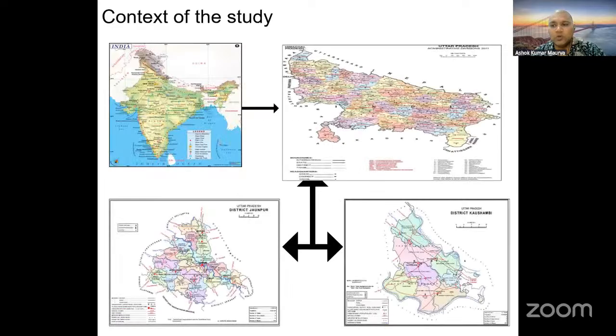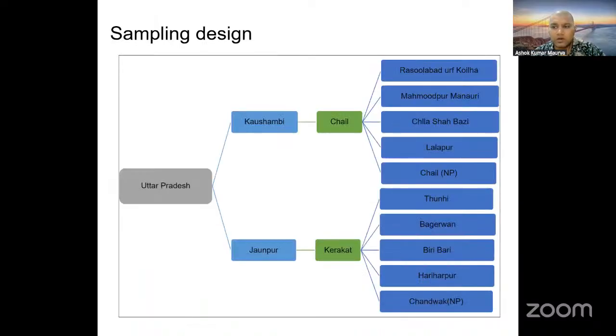As I told, UP, then for the two districts, Kaushambi and Jaunpur were taken. And for the clarity of the audience: UP, then Kaushambi, again Jaunpur, and then one particular block, Chail, based on similar indicators, the SC population. In Karakat, five schools were taken from the one block: Rasulabad, Mohammadpur Munari, Chail, Sahabaji, and Lalpur. A similar approach was taken for Karakat and Jaunpur. In that particular block: Thunni, Bairagaon, Biribari, Hariyarpur, and Chandavak. These are the schools in that block, and also one Nagar Panchayat from both districts. So as to see whether there are any differences, how the children behave, how the parents think.